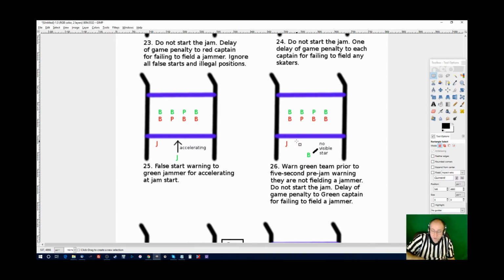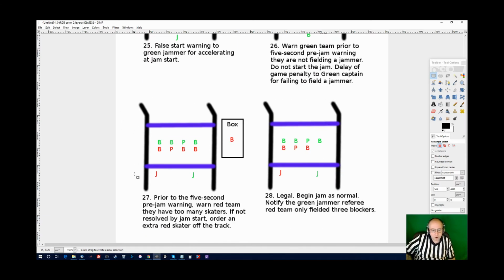Even, by the way, if that star landed on the track, we still wouldn't allow it. That blocker has to have it in their hand or on their head at jam start. Like, if they sneezed and they dropped it out of their hand, fine. We'll accept that as kind of no impact. But if it's in the air flying in, they were too late.